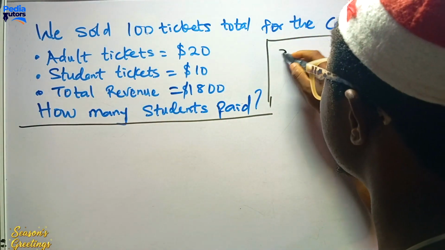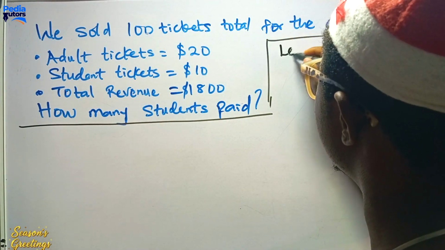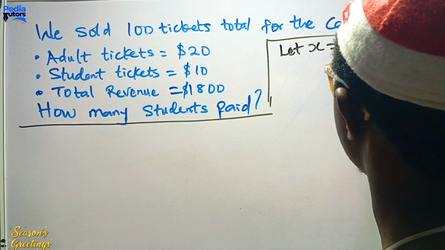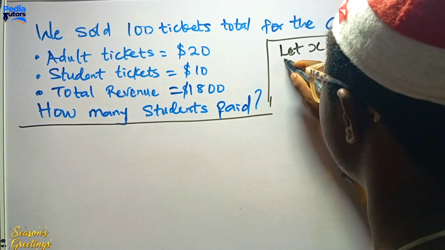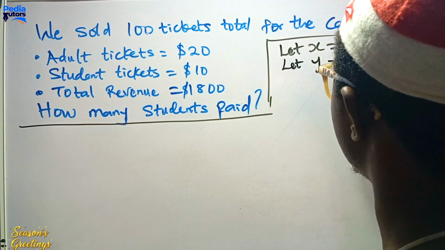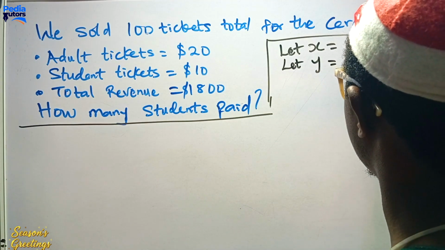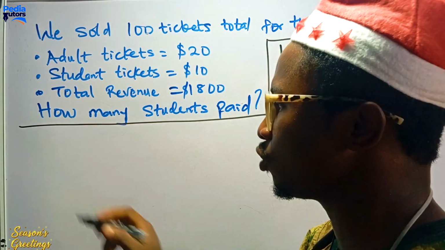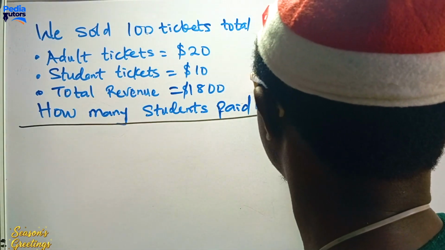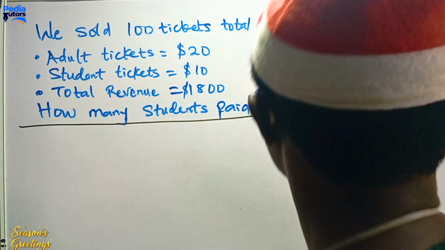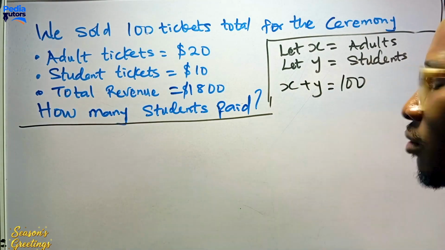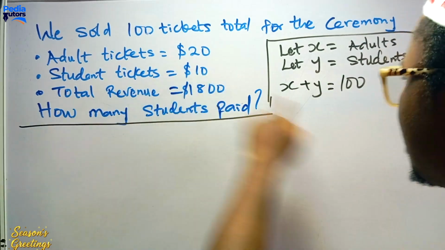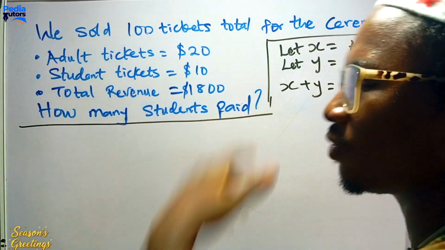So let x be equal to the adults, and let y be equal to the students. In this case, our first equation is going to be x plus y equal to 100 tickets. Which means adults plus students will give us 100.